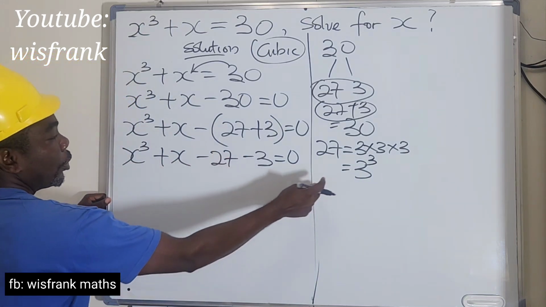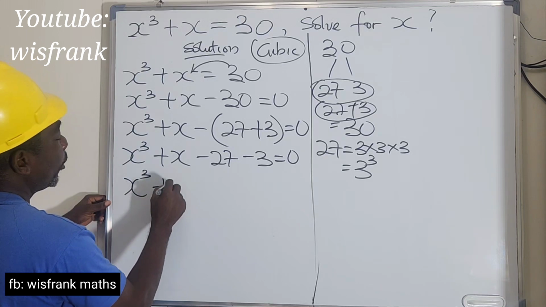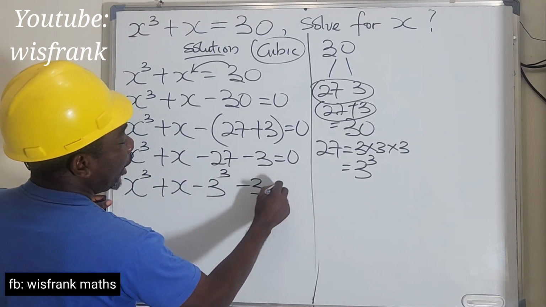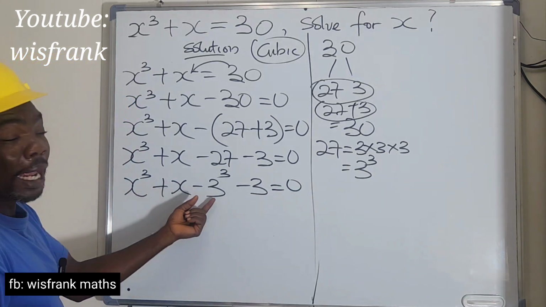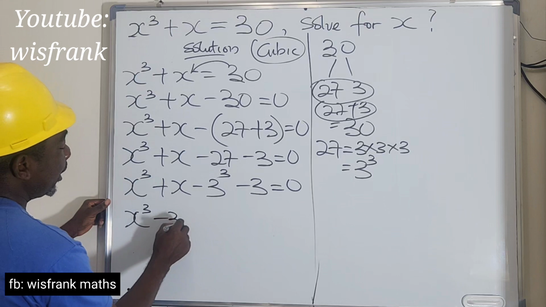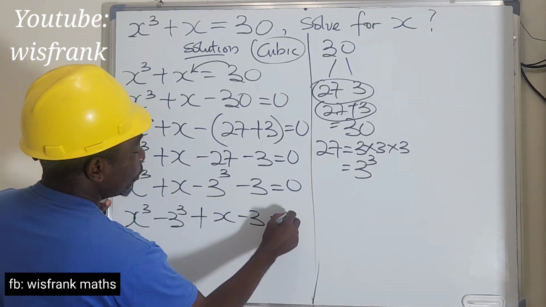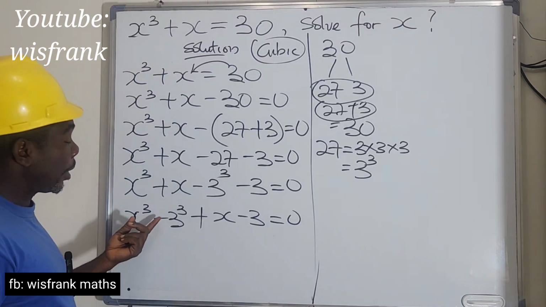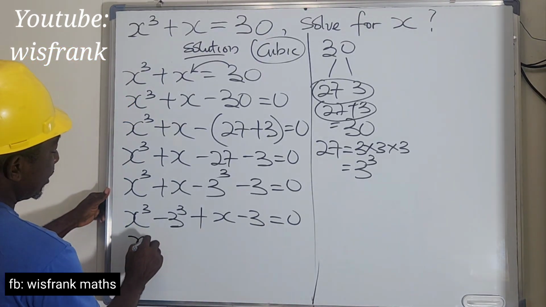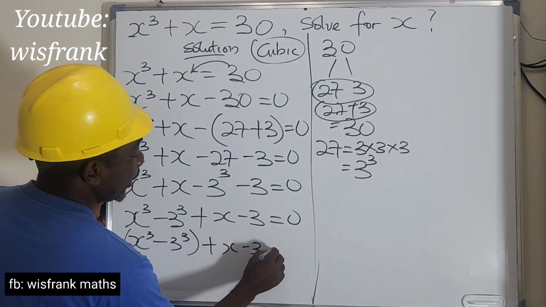So here, we'll substitute this into where we have 27. We have x raised to the power of 3 plus x minus 3 raised to the power of 3 minus 3 equals 0. Here we can collect like terms. So this will become x raised to the power of 3 minus 3 raised to the power of 3 plus x minus 3 equals 0. Here we have x raised to the power of 3 and 3 raised to the power of 3, so here we can group this.